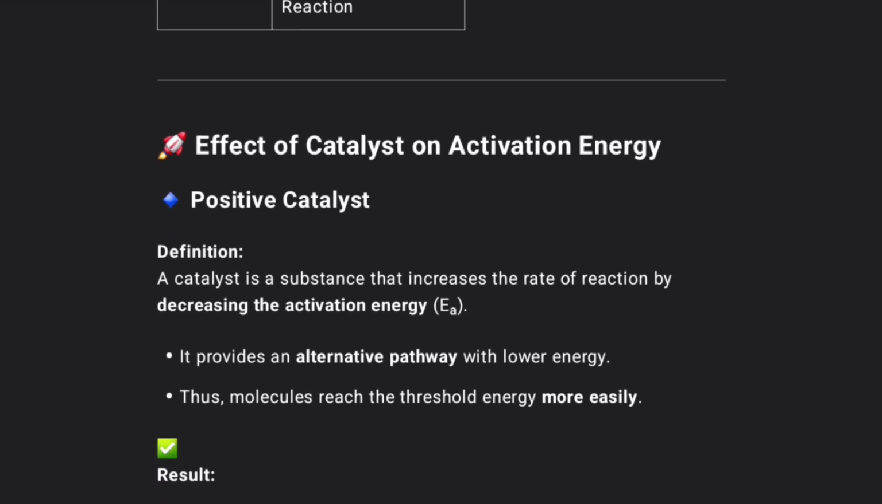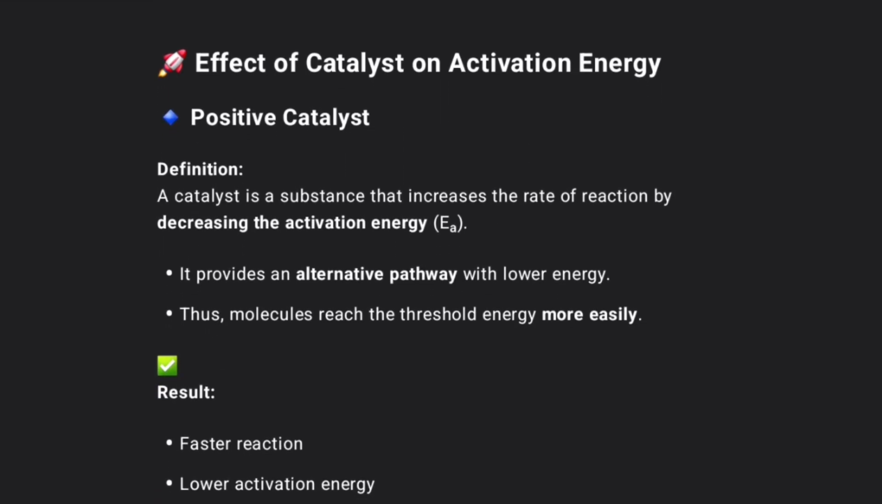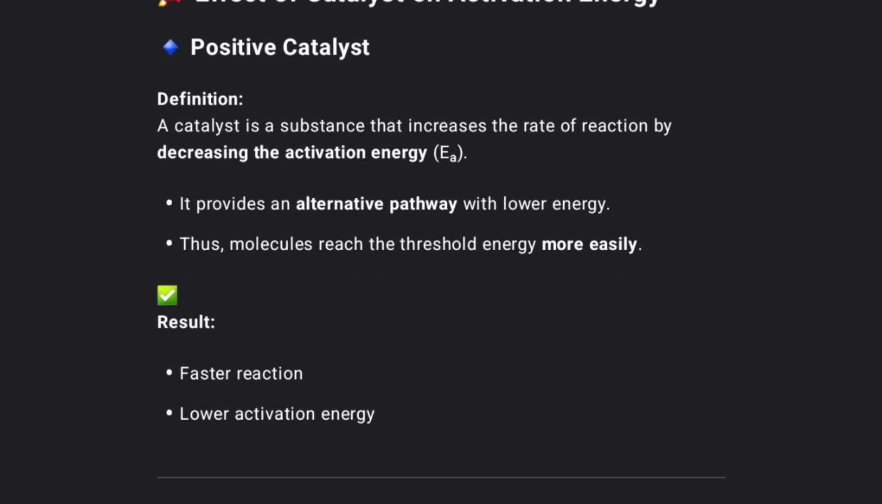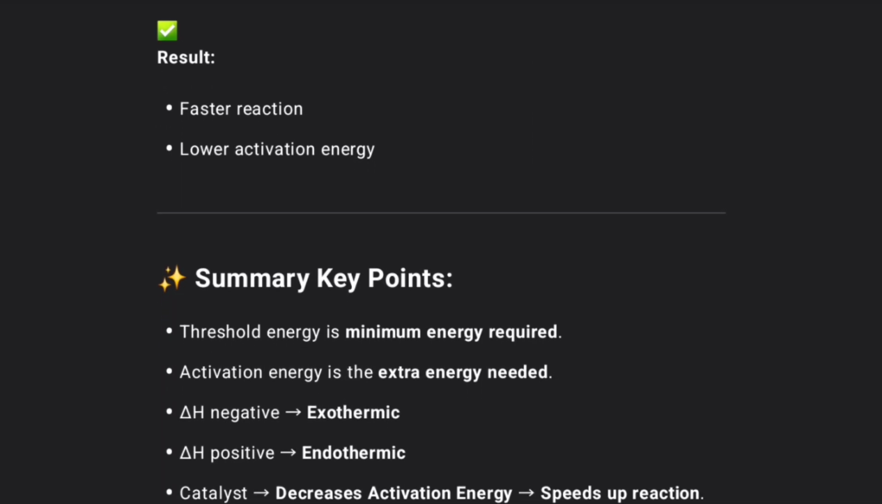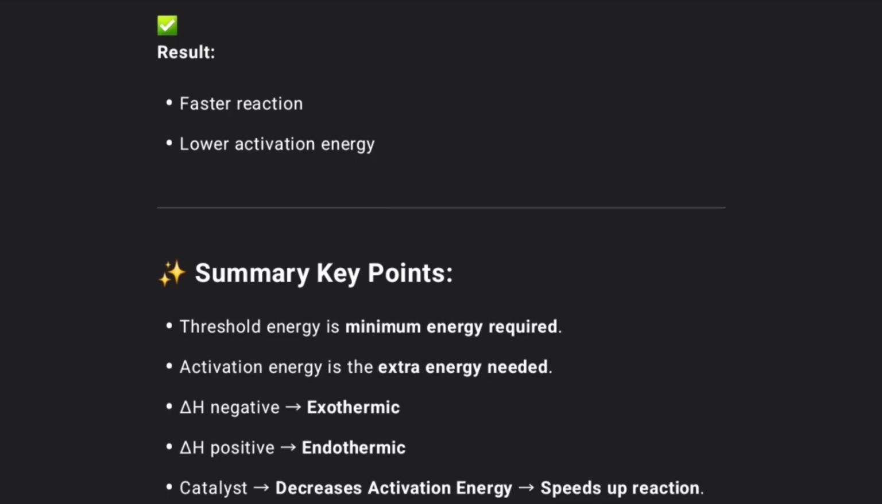Effect of a catalyst on activation energy. Positive catalyst definition: a catalyst is a substance that increases the rate of reaction by decreasing the activation energy, Eₐ. It provides an alternative pathway with lower energy. Thus, molecules reach the threshold energy more easily. Result: faster reaction, lower activation energy. Summary, key points: threshold energy is the minimum energy required. Activation energy is the extra energy needed. ΔH negative, exothermic; ΔH positive, endothermic. A catalyst decreases activation energy and speeds up the reaction.